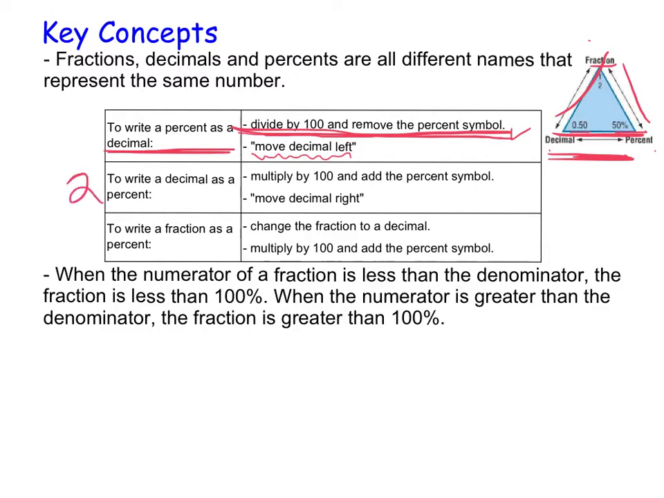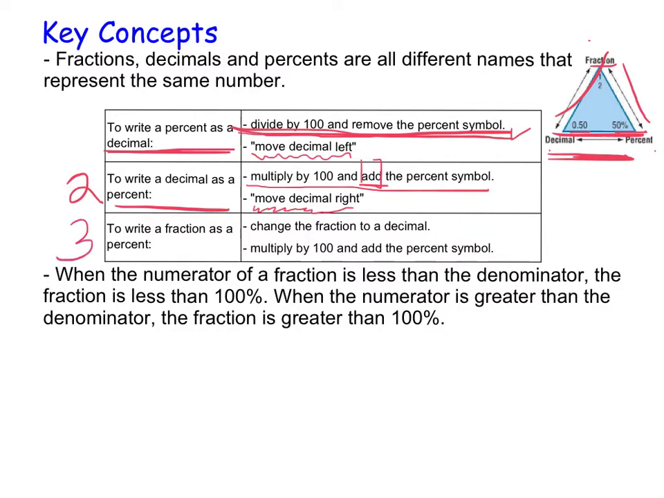Second is to write a decimal as a percent. We are going to multiply by 100 and add the percent symbol. Because I'm writing it as a percent, we have to have a percent symbol. And then my little shortcut here is move the decimal right.